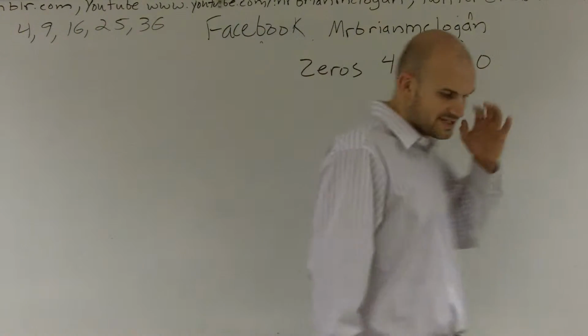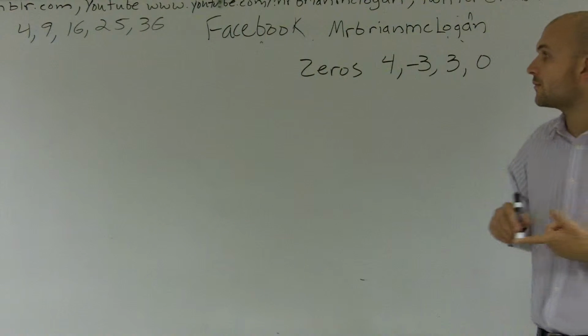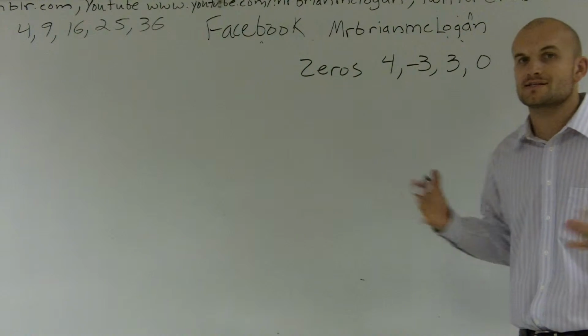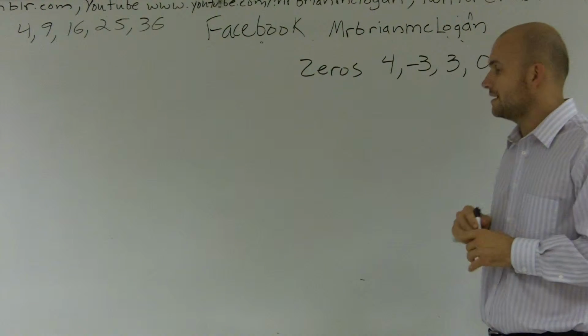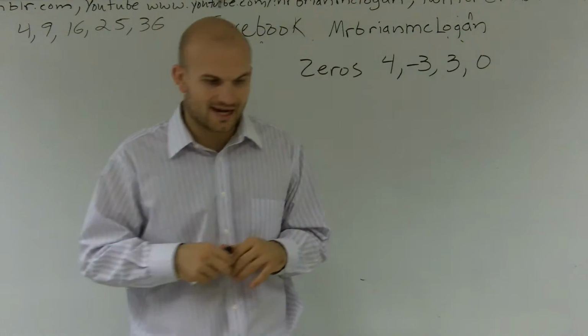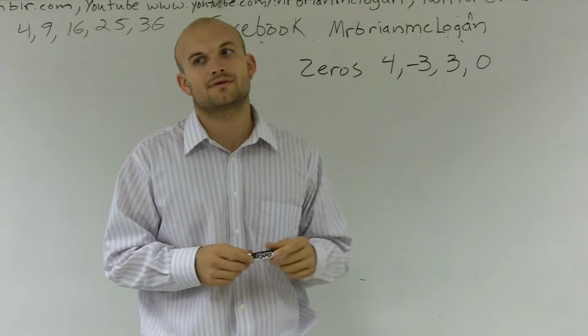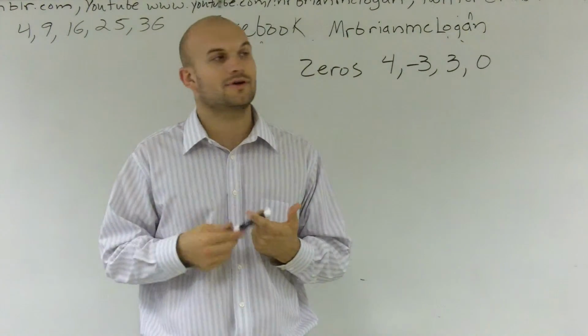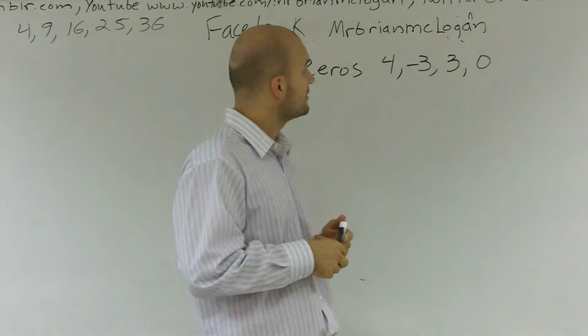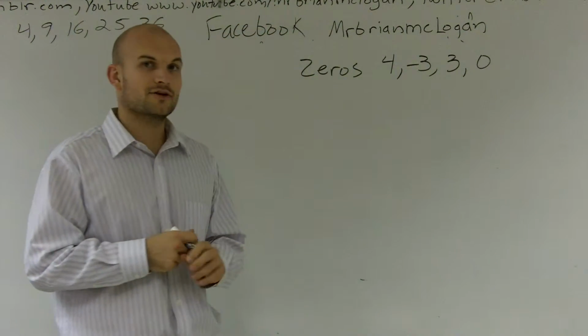We're given some zeros, and remember the zeros are where our function is going to cross the x-axis. What we need to do is find a polynomial function from our zeros. All right, well, let's do a little review.